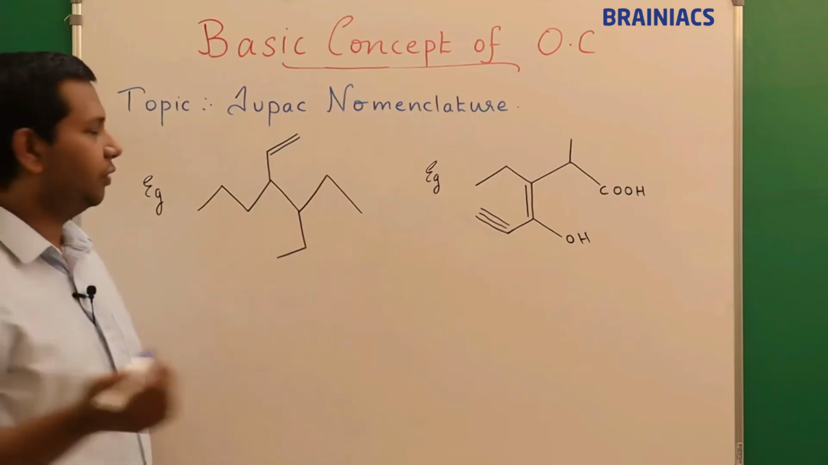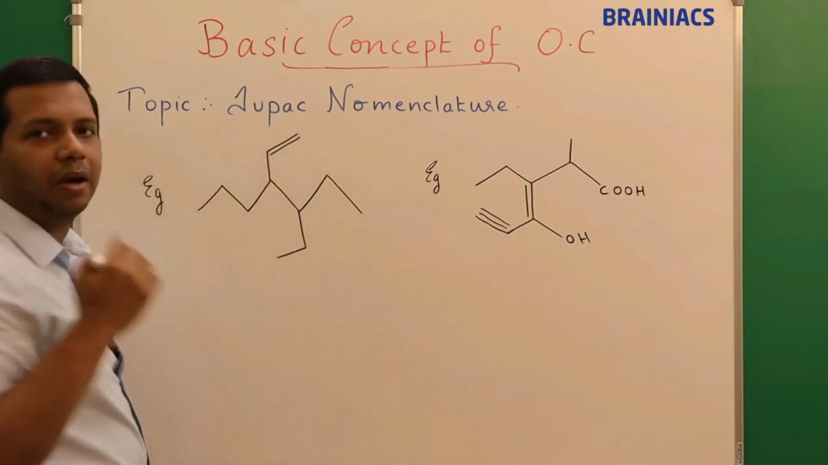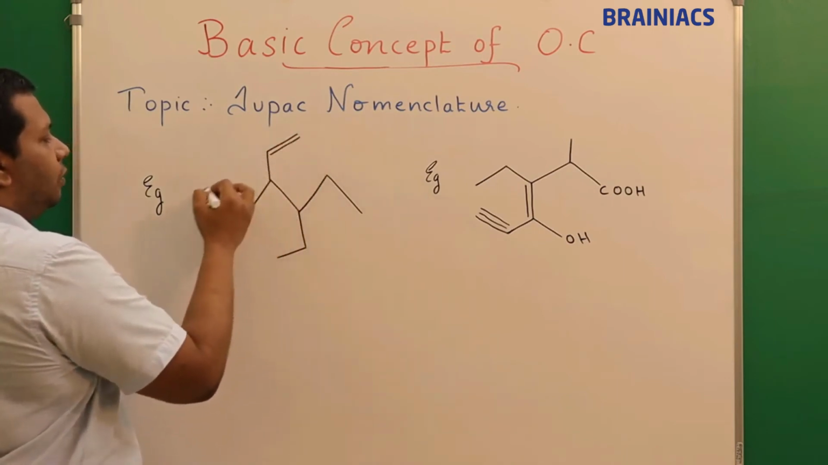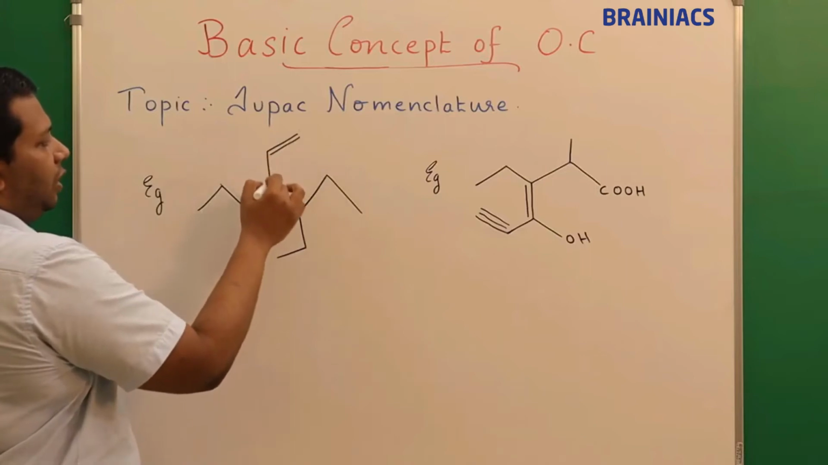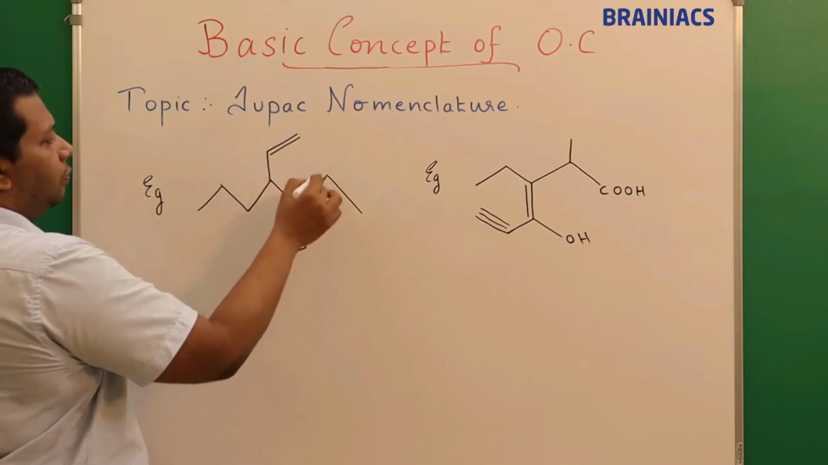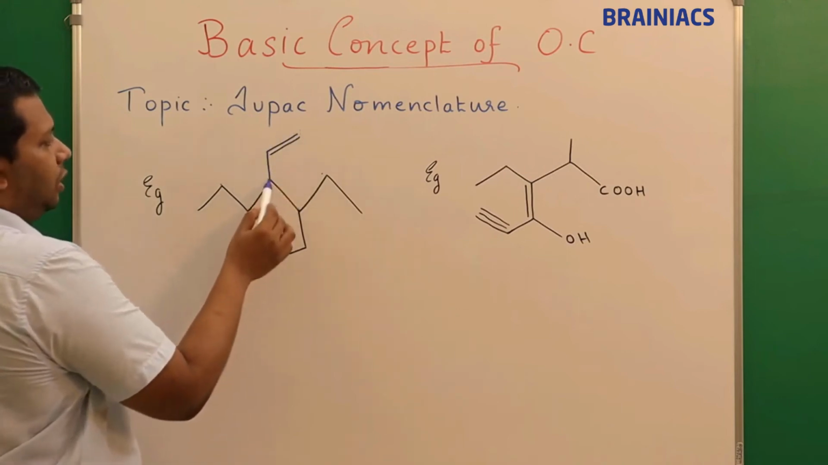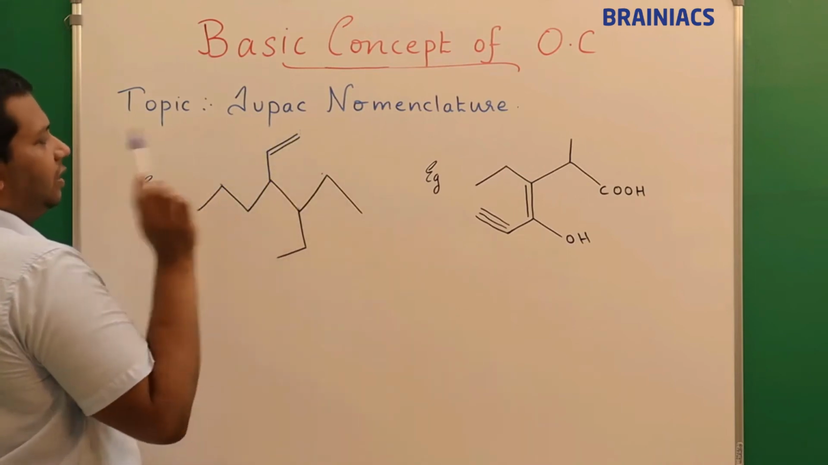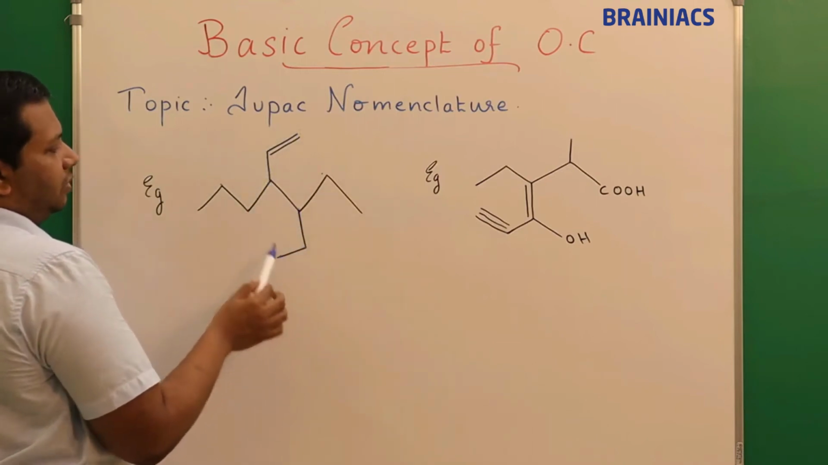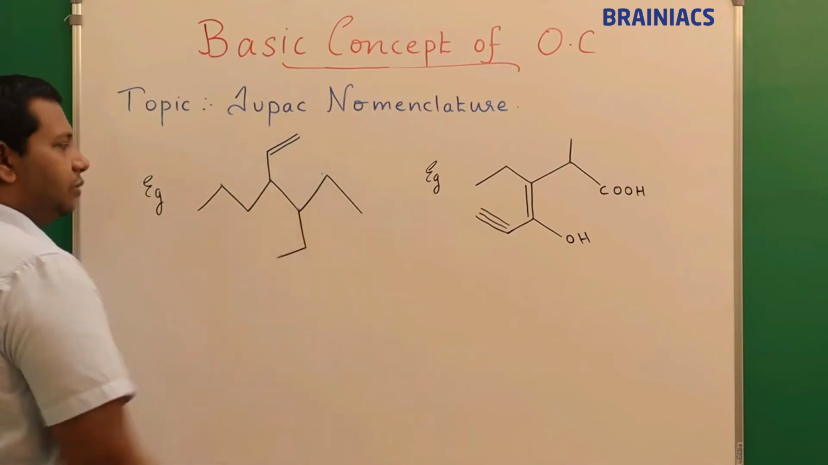And looking for multiple bonds, yes, there is a multiple bond present here. So we need to include this multiple bond, these two carbon atoms, in my parent carbon chain. So let's start from there. 1, 2, 3, 4, 5, 6. Suppose I go this way, 1, 2, 3, 4, 5, 6, then it is 6 carbon atoms. If I go by this other way, 1, 2, 3, 4, 5, 6, then also 6 carbon atoms.